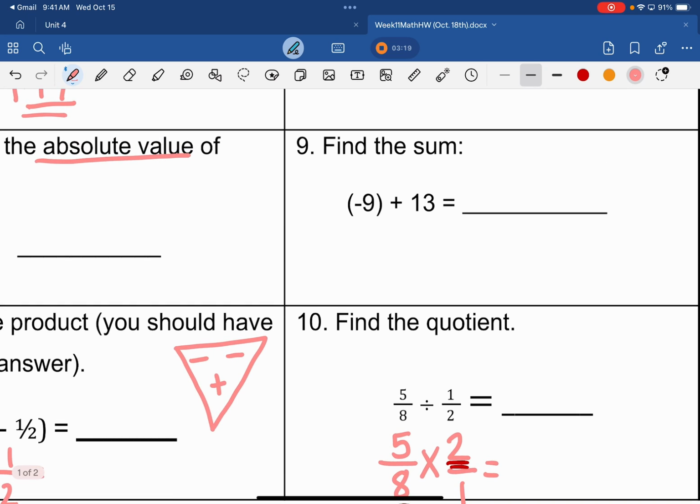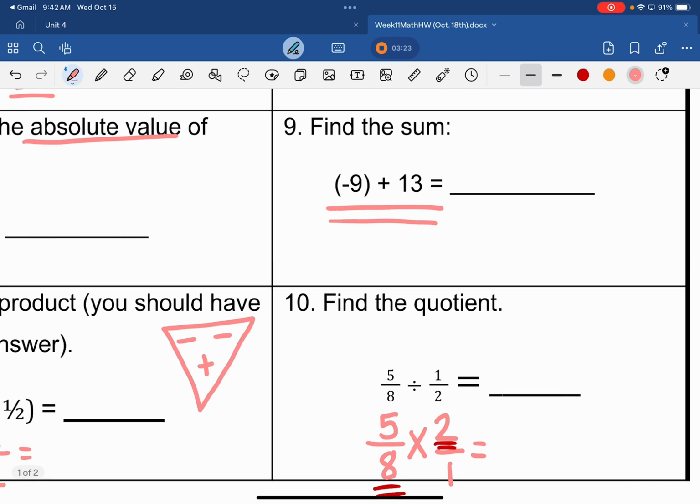Find the sum. Same signs, add them up, opposite, subtract. Keep the sign of the larger one, then you'll be exact. It's going to be a positive answer.